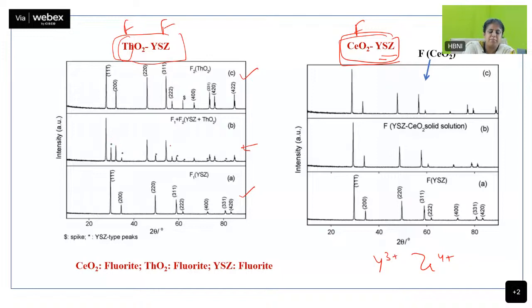One set of peaks marked with star belongs to YSZ. One set of peaks belongs to thoria. That means thoria and YSZ do not mix with each other. The solid solution formation has not happened.